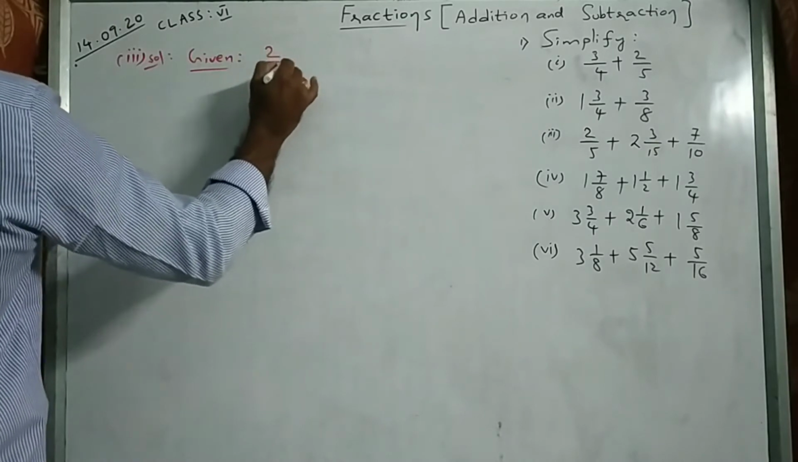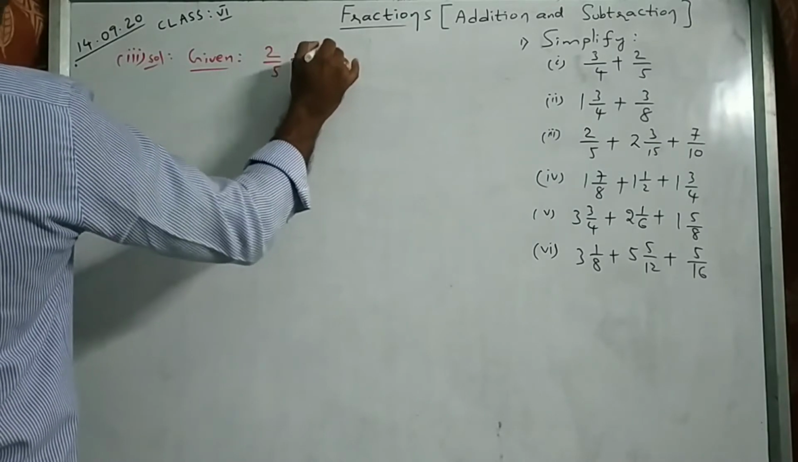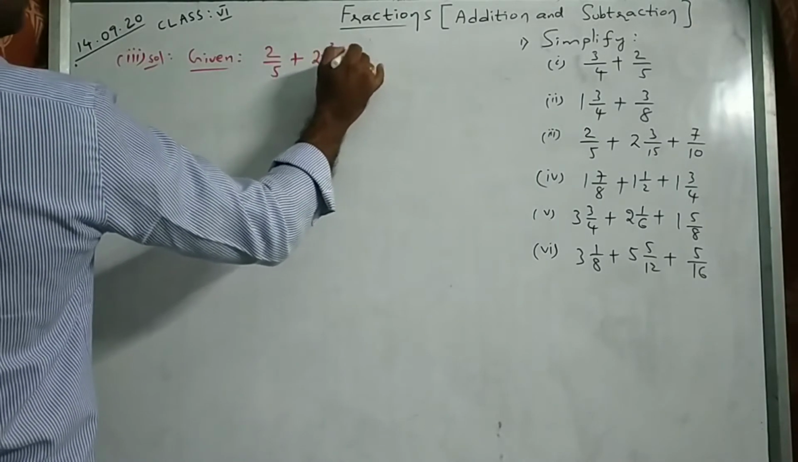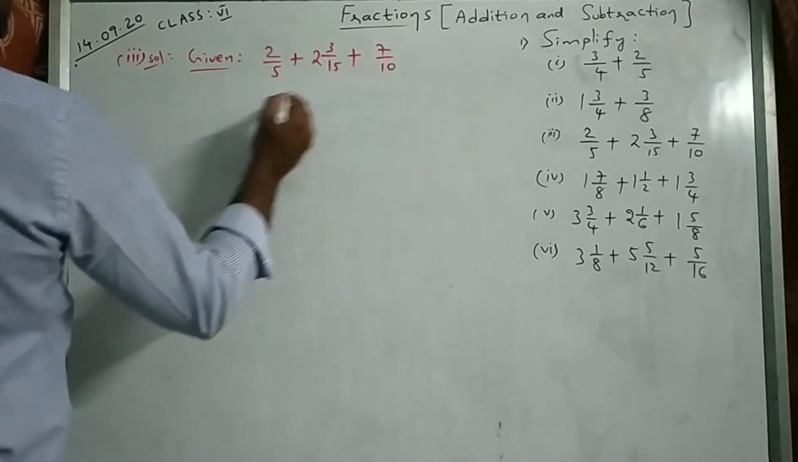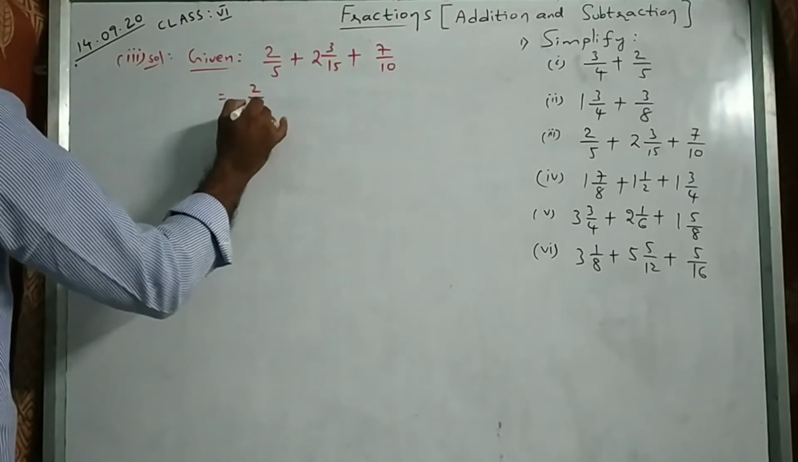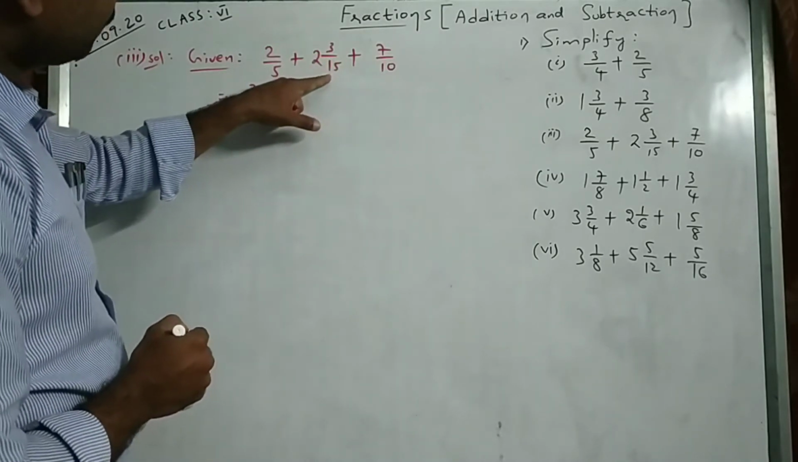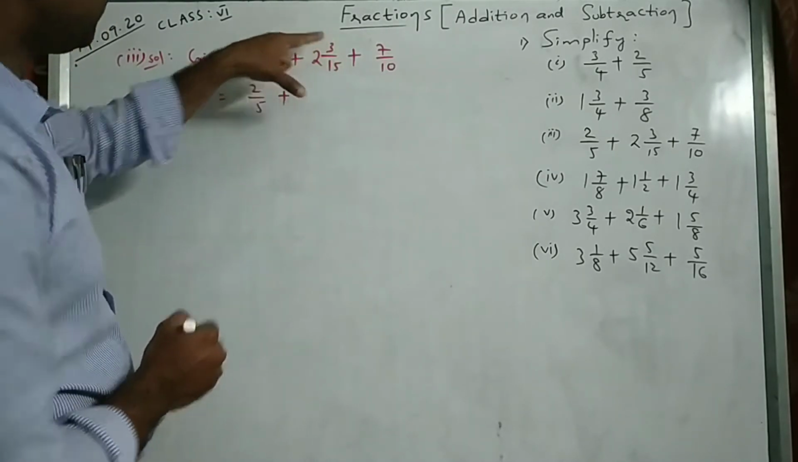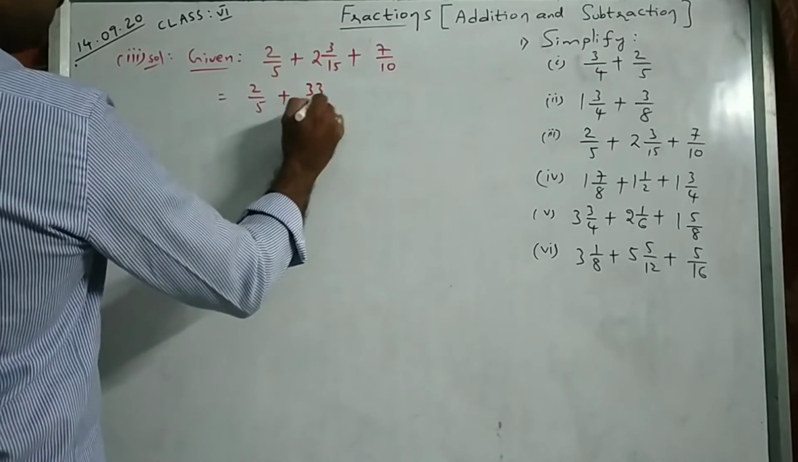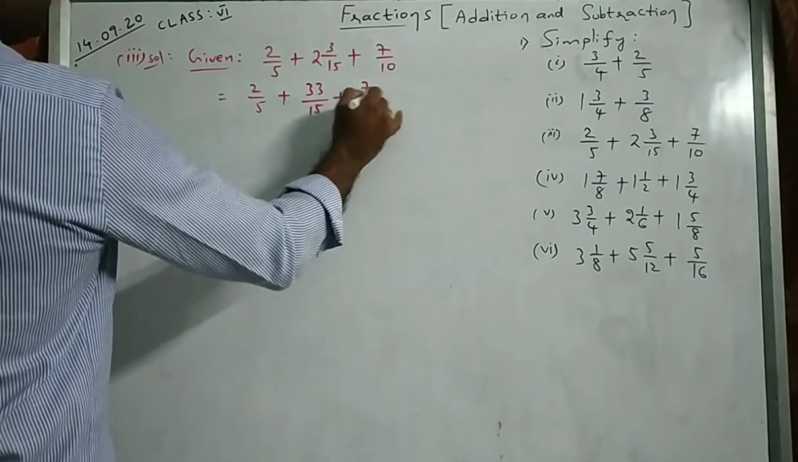2 by 5 plus 2, 3 by 15 plus 7 by 10. Now change first. 2 by 5 plus how to change the mixed fraction now? 15 2s are 30 plus 3. 33 by 15 plus 7 by 10.